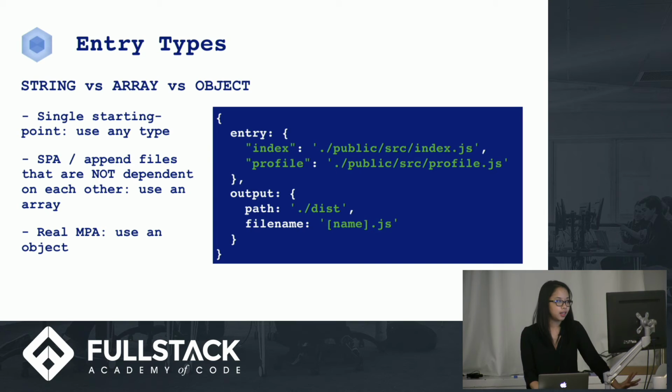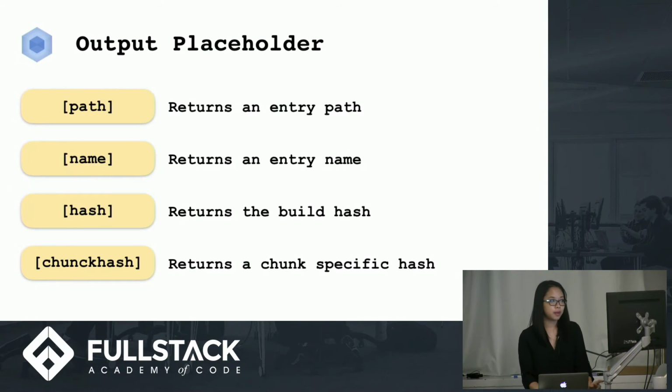So if we look at the entry points, there are 3 types of entry types that we can look at. If you're only using one entry point, you can use any of the 3 types, whether it's string, array, or object. What I want to focus on is the last one, which is when you have a real multi-page application, you do want to use an object so that you can have, if you see the example, 2 entry points, and for the output file name, you can actually just do [name].js. What that will do is pick up the name of the entry, and it will generate 2 different files for the bundles. Which brings us to talking about output placeholders.